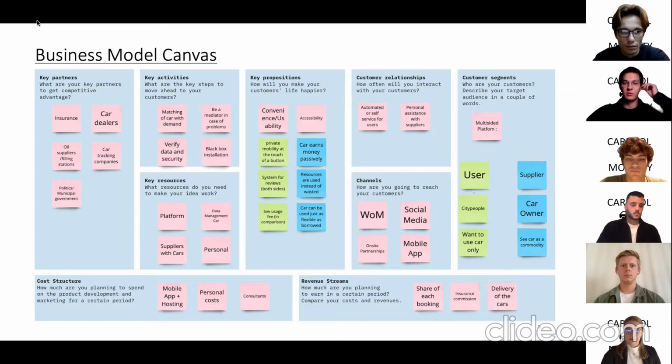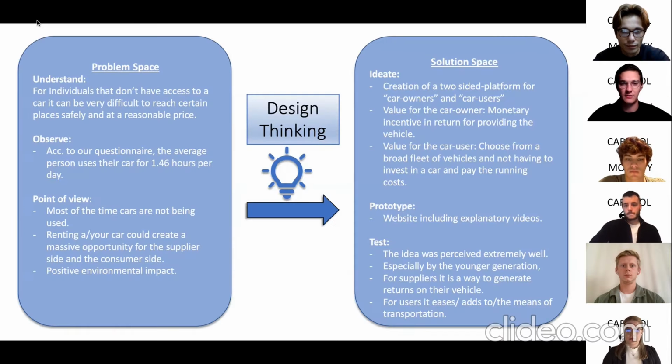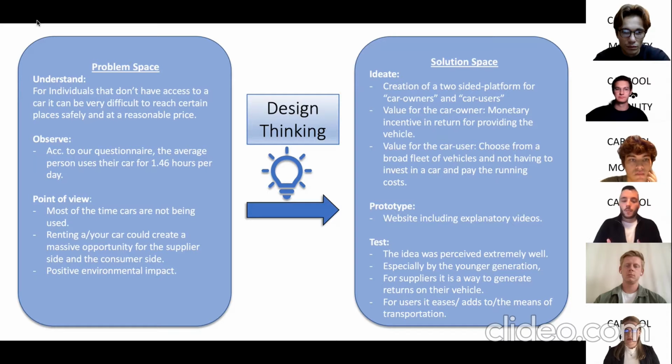And now Jan will tell you more about the design thinking methods that we applied. Yes, thank you, Lucas. I'll continue with the design thinking process.